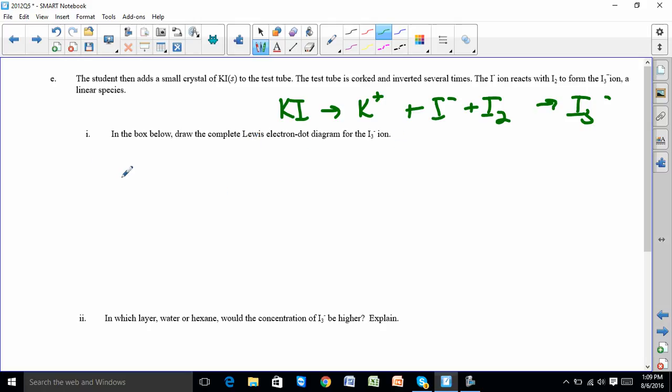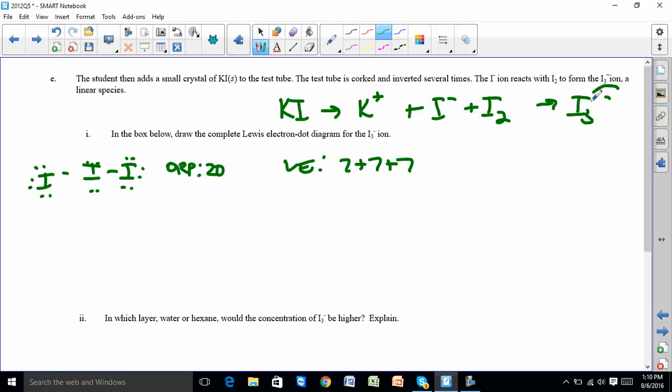I didn't draw the box, but here's how we would start. You don't have any hydrogen, beryllium, or boron. This one has 2, it wants 8. This one has 4, it wants 8. This one has 2, it wants 8. I count 2, 4, 6, 8, 10, 12, 14, 16, 18, 20. ORP is 20. But then when I do VE, I get 7 plus 7 plus 7, and this minus sign means there's an extra electron. 7 times 3 is 21, and 21 plus 1 is 22.